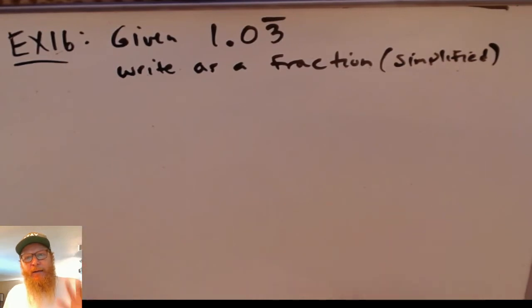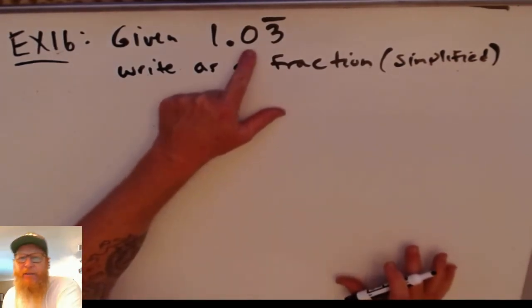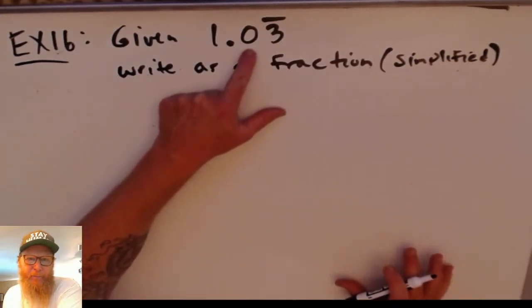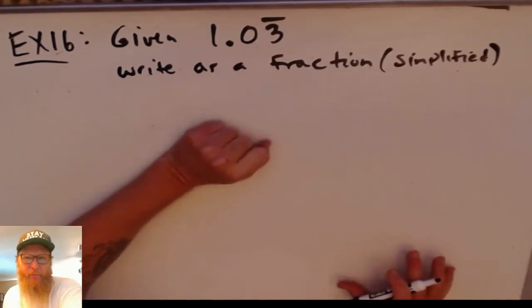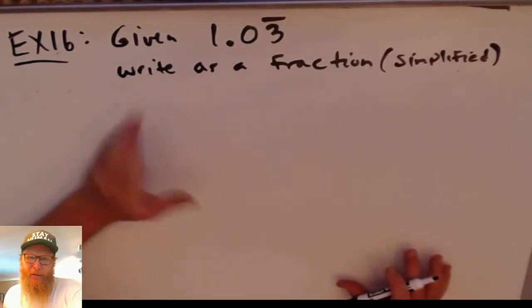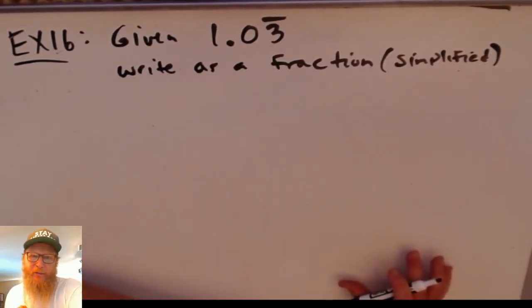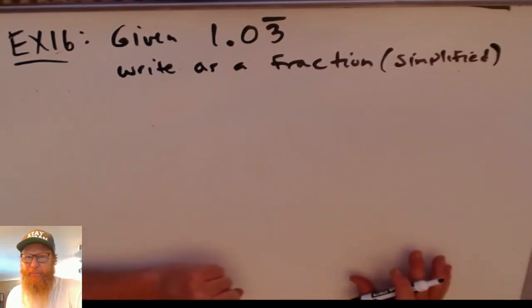All right. Now, I got to be careful. The 0 is not repeating. Just the 3 is repeating. I'll do one in a minute where the 0 is also repeating, and that's a little bit different. But this is just the 3.